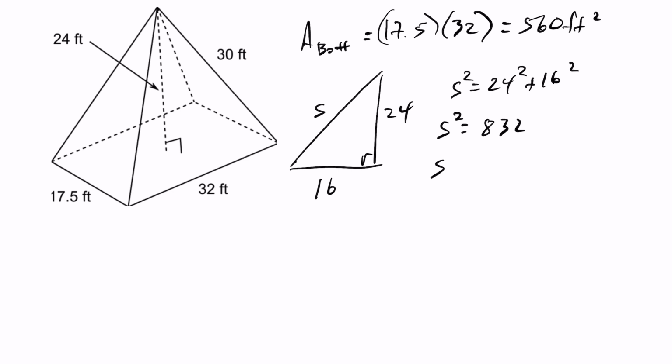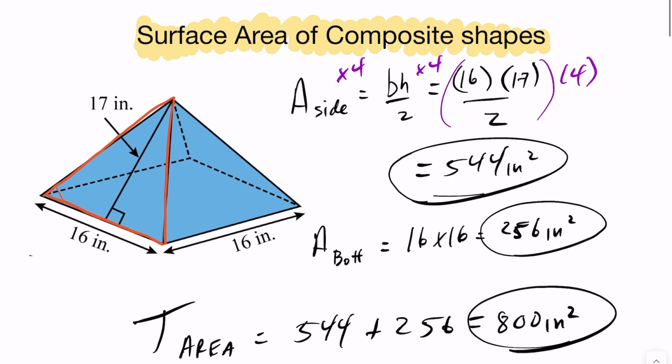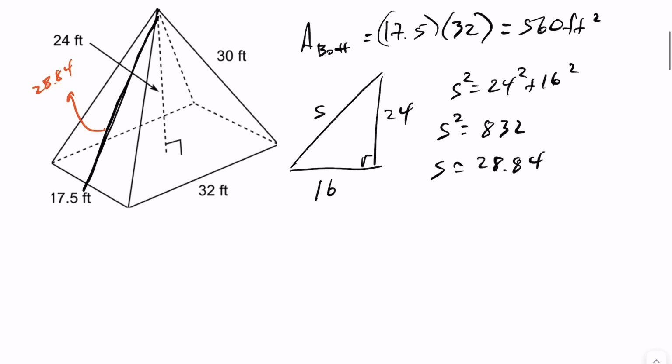And taking the square root here, I get approximately 28.84. And that represents the slant height of this side of the triangle. Now you'll notice I've got my slant height here, and I know that the slant height is approximately 28.84. So I'm kind of back in this situation here, with the exception that I don't have a square. We're going to have to talk about that in a bit, but I do have my slant height.